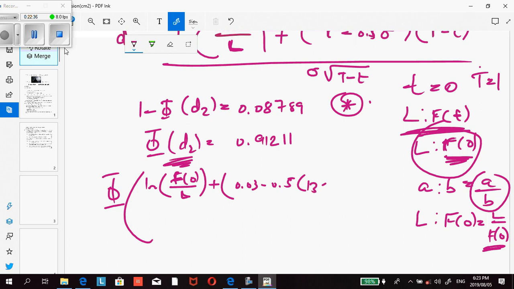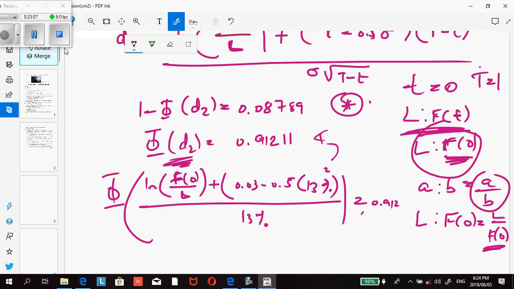0.5 multiplied by your volatility 13%. Don't forget to square this. I have to multiply this by big T minus little t, which is 1, so I don't have to do that. And I'm going to divide that by 13%. After manipulating from here, this will be equal to 0.91211. Now, how are we doing then?